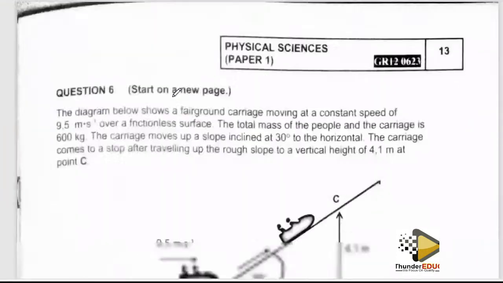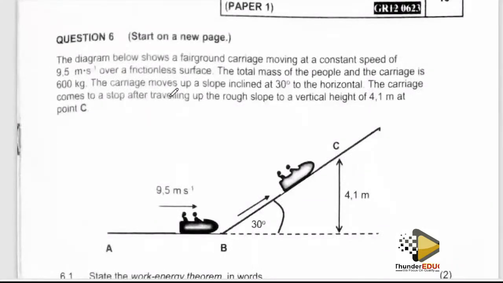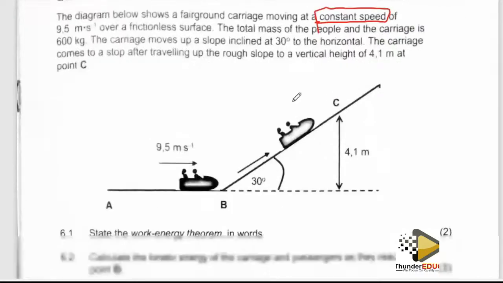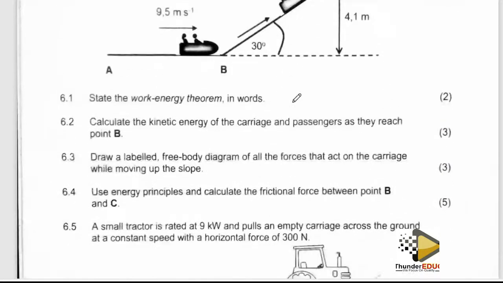All right, then I can happily move on to question 6. It moves at a constant speed. Remember, constant speed represents zero acceleration. They want us to state the work energy theorem here in words. Now, we said that the net work done is equal to the change in kinetic energy. Just as simple as that, okay?